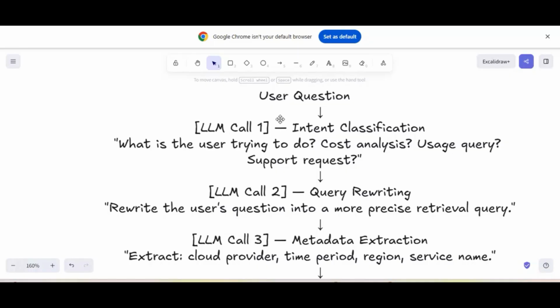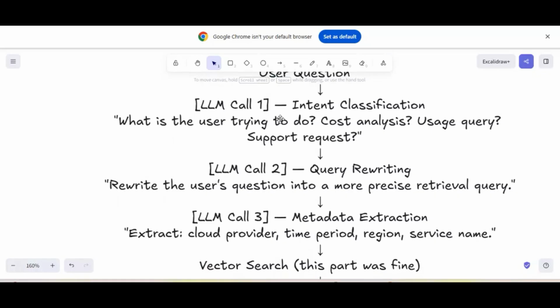Different personas, different users, have some intent to get some kind of answer from this chatbot. So the first LLM call is intent classification: what the user is actually trying to know or do, whether that is cost analysis, a usage query, a customer support request, or something related to marketing or finance support.